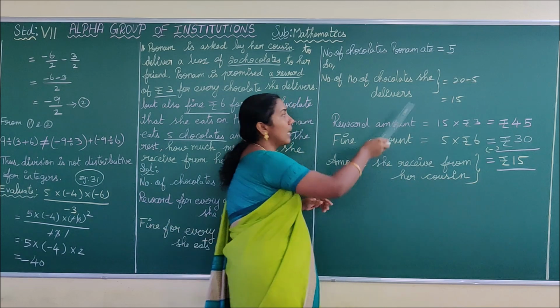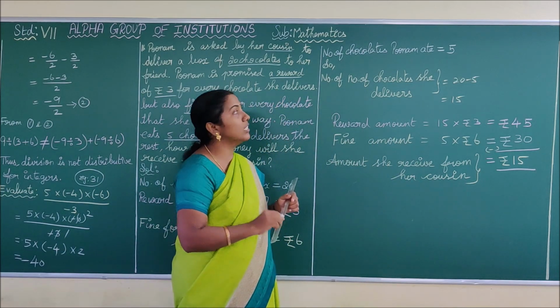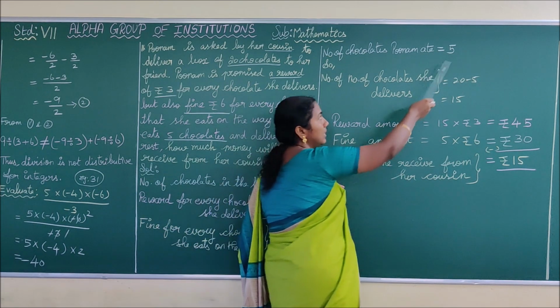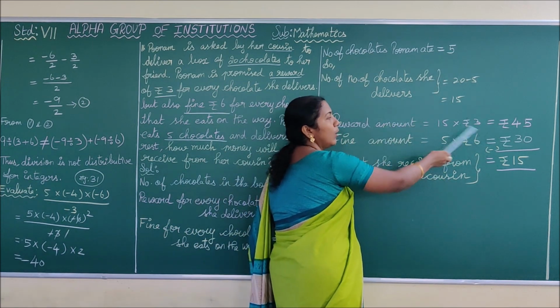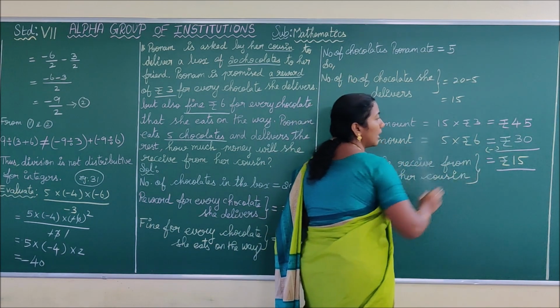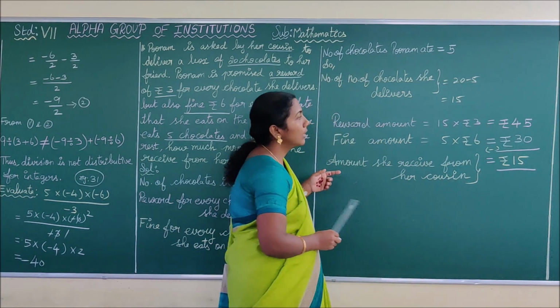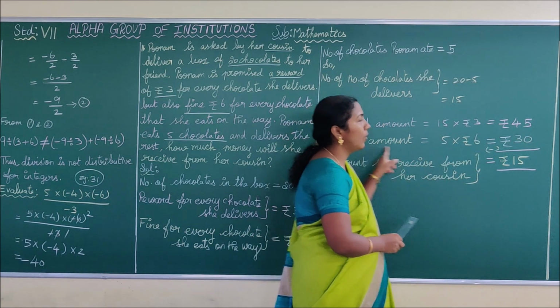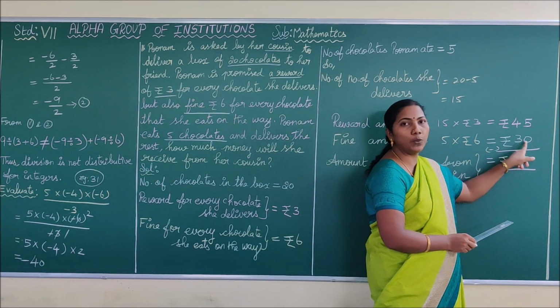The fine amount is calculated by the number of chocolates she ate. She ate 5 chocolates, so you have to multiply this number of chocolates by the fine amount, rupees 6. That is 5 into 6, which is rupees 30. Thus she has rupees 45 as a reward, but she ate 5 chocolates. For that she has to pay the fine of rupees 30.